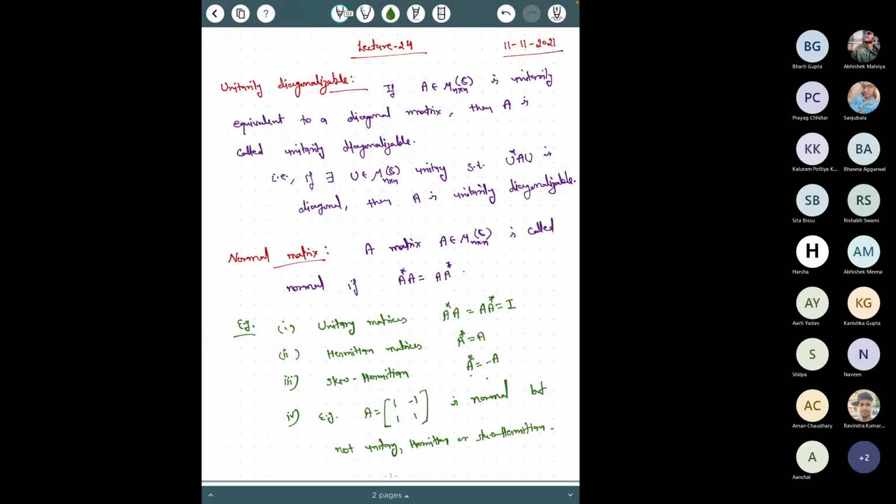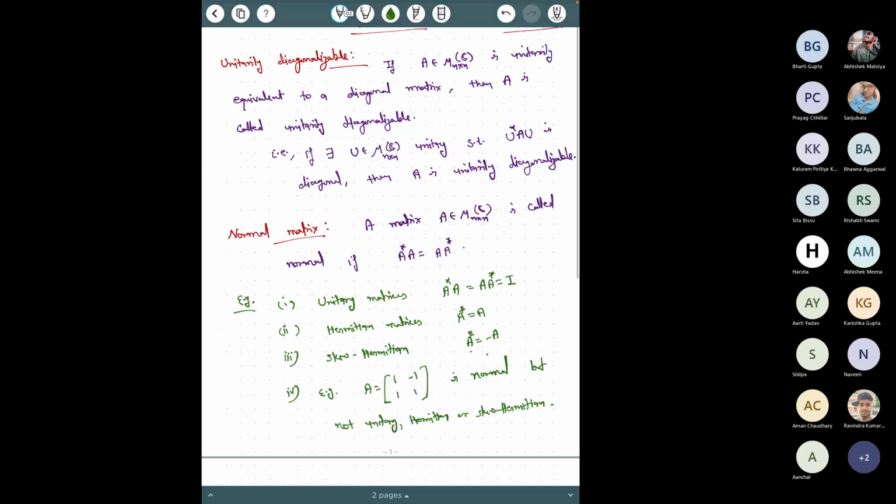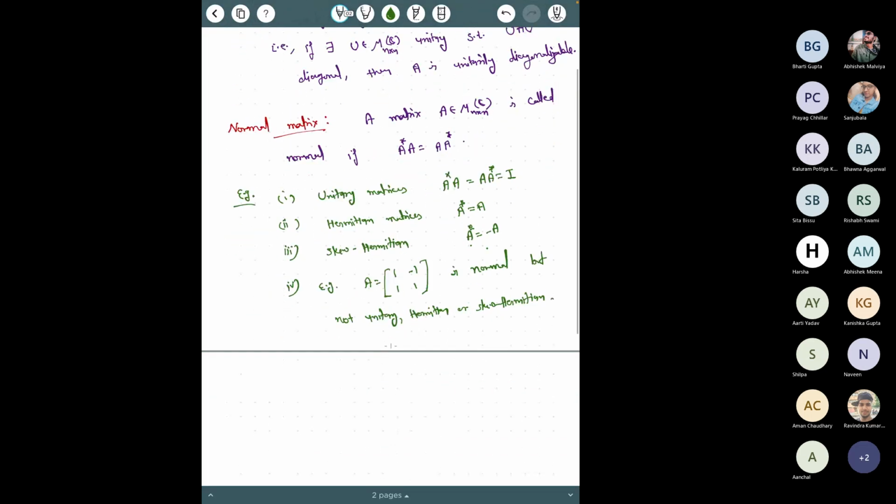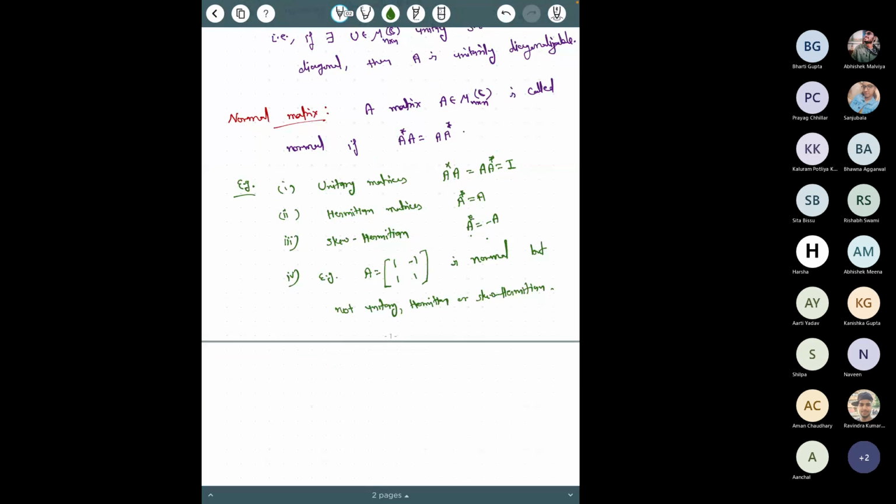So as I mentioned, we can prove that. In the next result we will prove that if a matrix is normal, then it is always unitarily diagonalizable. This result is known as the spectral theorem for normal matrices. This is just a name for this result.